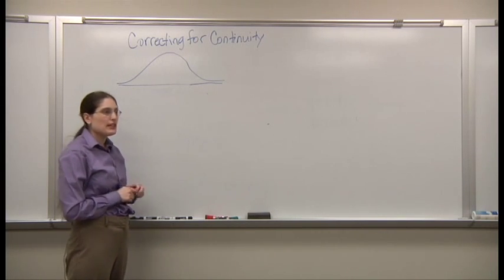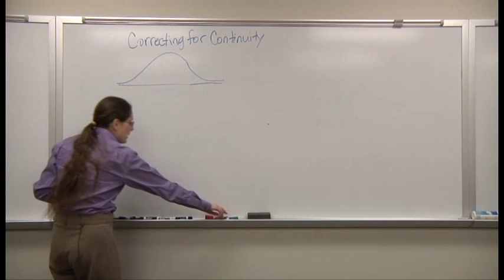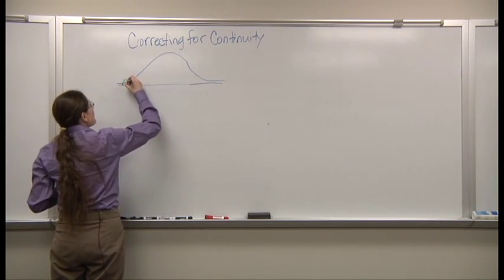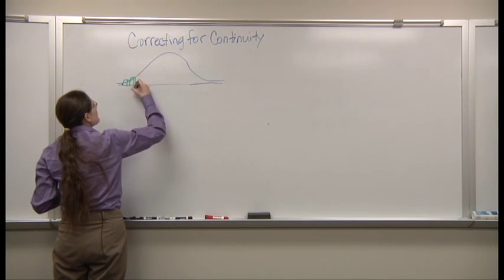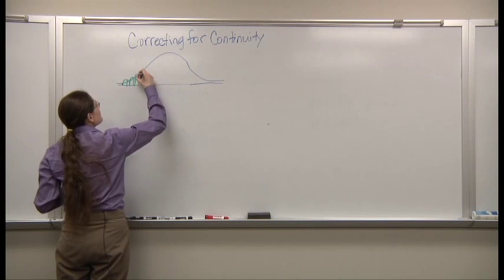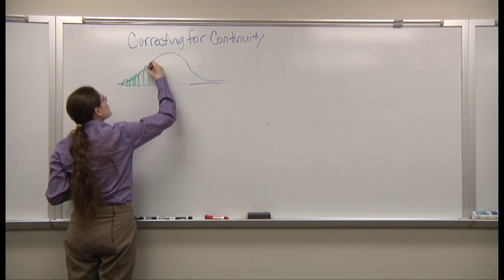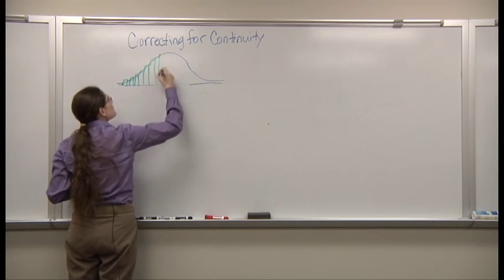So when we use a continuous distribution to model a discrete variable, it doesn't always work out smoothly. So we need to correct for continuity.